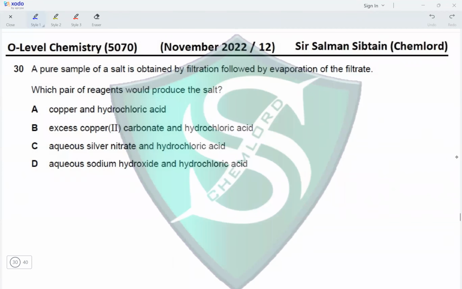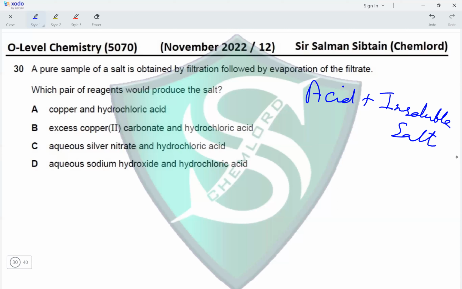Question 30. A pure sample of a salt is obtained by filtration followed by evaporation of the filtrate. Now we have a soluble salt here and it is prepared by filtration and evaporation. Filtration means that something insoluble should be reacting. So here we would have an acid reacting with an insoluble salt. Which pair of reagents would produce a salt?